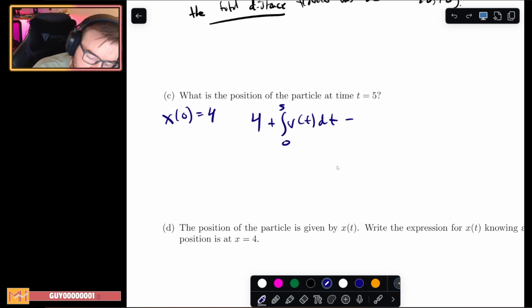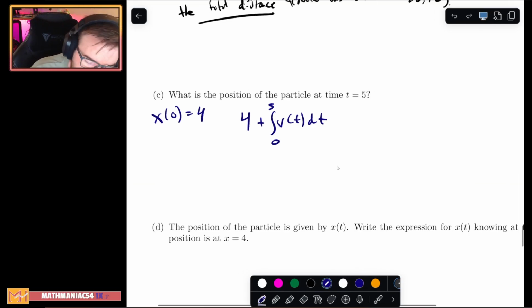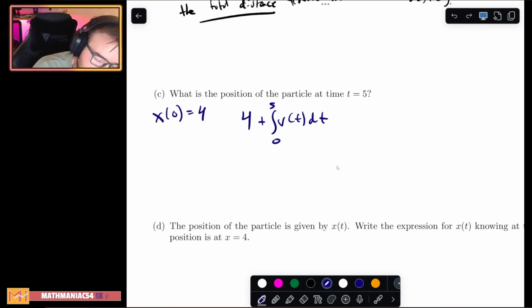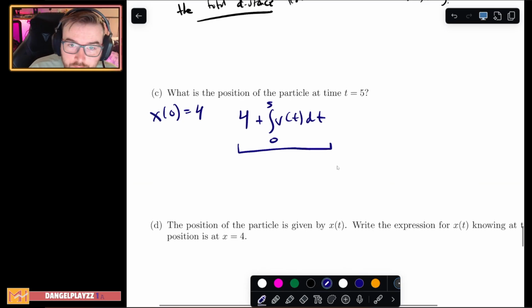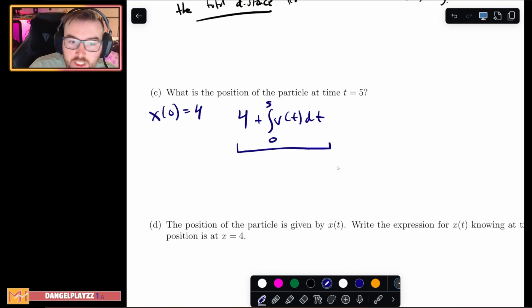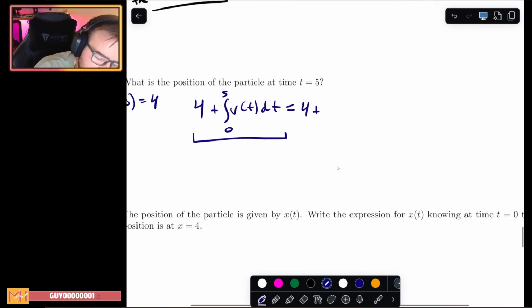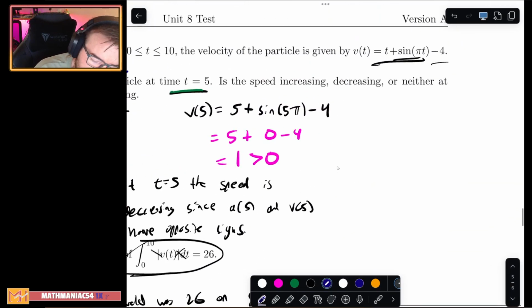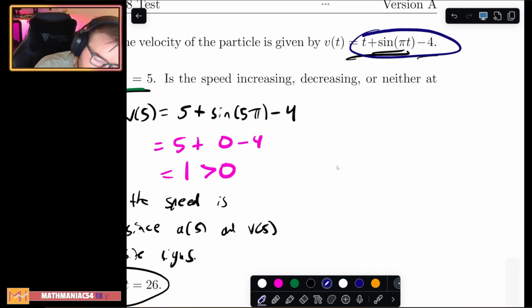So I actually had, well, I didn't, right? I'm just basing this off of scoring guidelines of past questions. I had this as the first point. If you just simply wrote that, that's going to earn you a point. So now let's do the math. 4 plus, well, what is the integral of the velocity? Let's go back up to the velocity function. What's the integral of this?